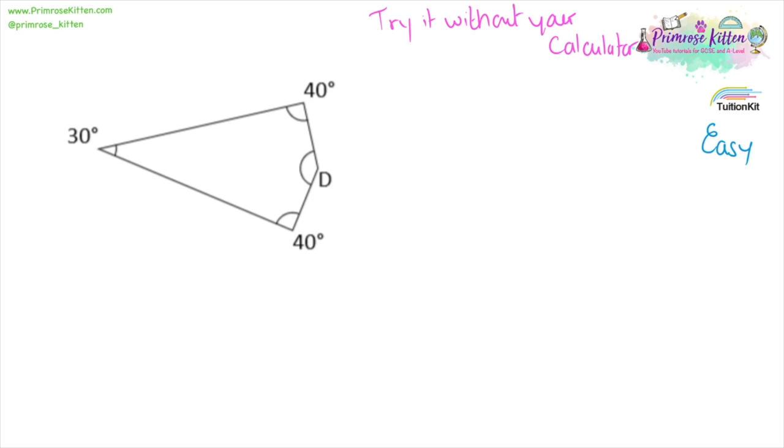It is highly likely you'll get this sort of question on a non-calculator paper, so try doing these without your calculator. So 40, 40, 30, those are angles that we know we have, 0. And then moving this one, 4 plus 4 plus 3 gives us 11, carry 1, gives us 111. So we can do 360 minus 111 gives us 250 degrees.